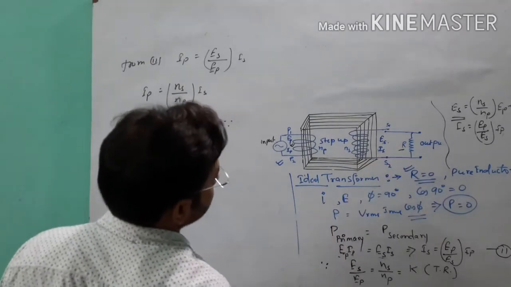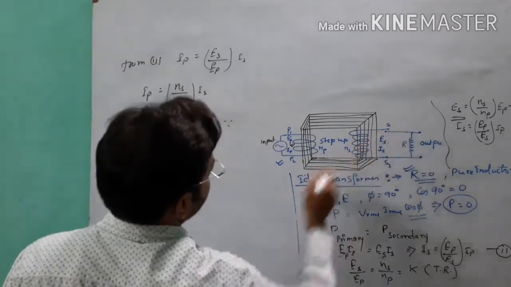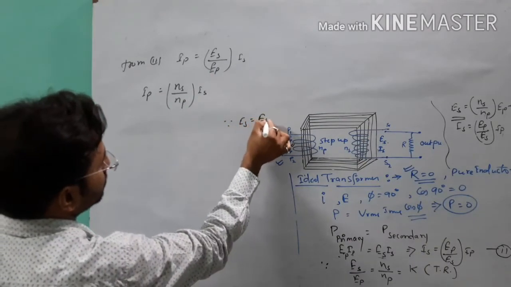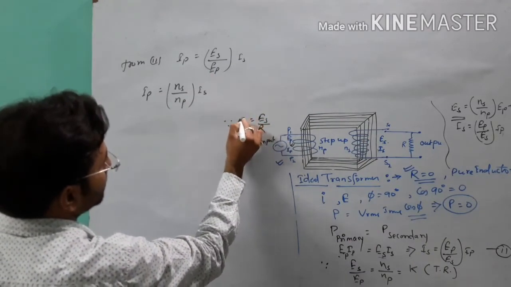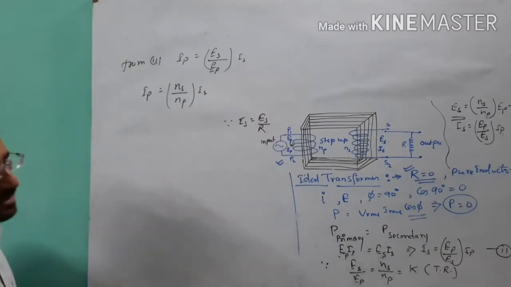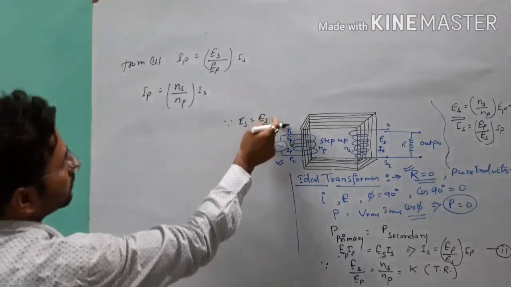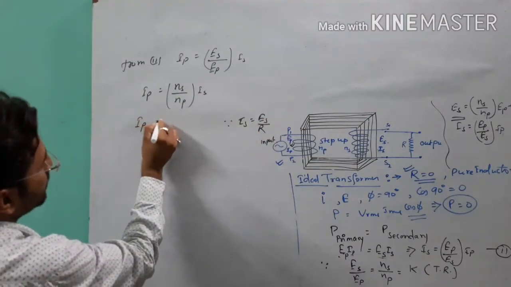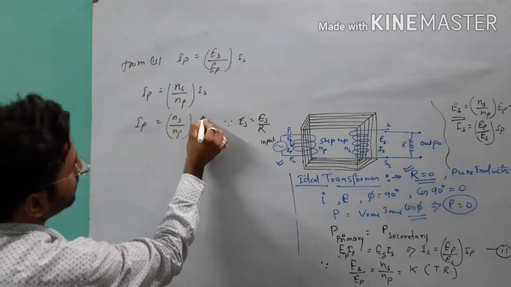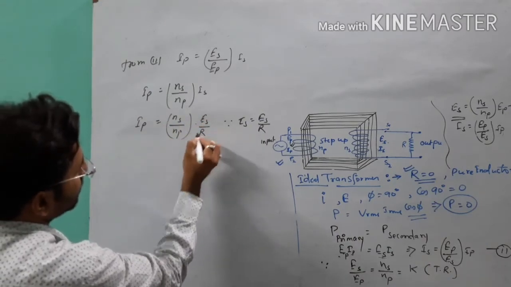R is the load resistance here, and ES is the EMF. So listen carefully, IS is equal to ES over R, where ES is the voltage in the secondary coil and R is the load resistance. So we can write IS is equal to ES over R. So IP is equal to NS over NP, and this one is ES over R.